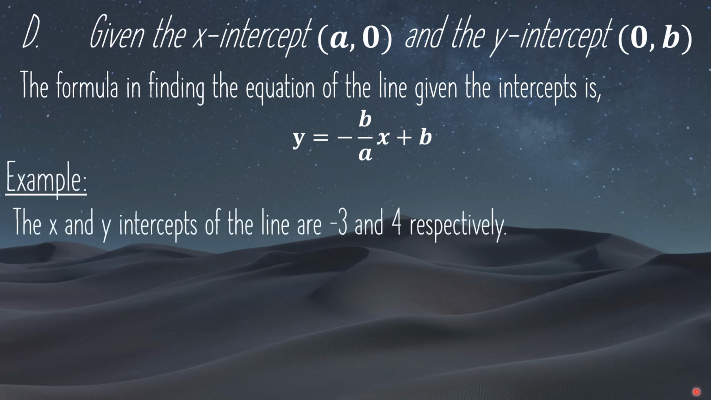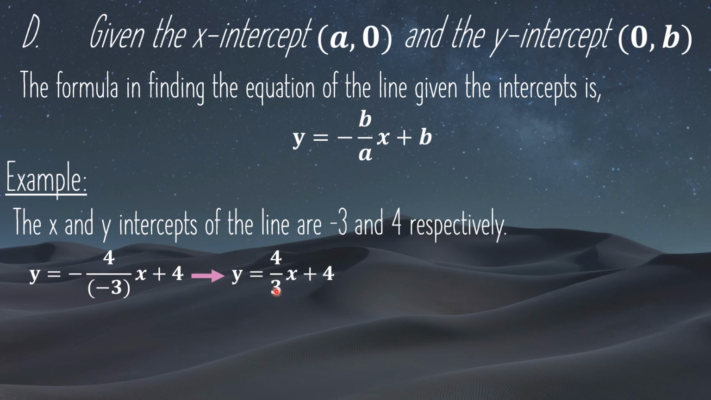Let's have the example, the x and y intercepts of the line are negative 3 and 4 respectively. So yung negative 3, yun yung x-intercept, and then 4 yung y-intercept. So let us now substitute the values to the formula. So magiging y equals negative 4 over negative 3 x plus 4. Huwag muna nating alisin, dito muna natin ilagay yung negative sign, hindi sa numerator because negative ang value ng a. So let us now simplify. This will now become y equals 4/3 x plus 4 because negative times negative is positive.